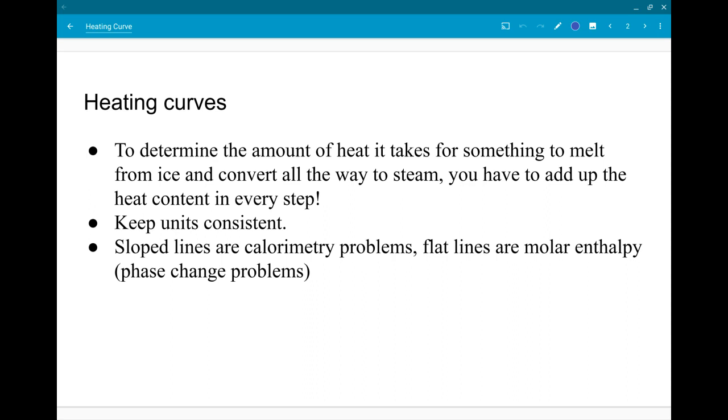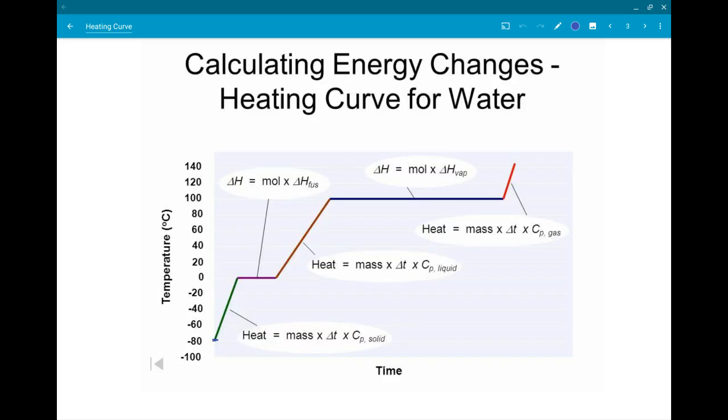We do have to keep units consistent. A lot of times calorimetry is going to be in joules and our delta H problems are in kilojoules, and we need to make sure they're in the same unit. Sloped lines are calorimetry problems and flat lines are molar enthalpy problems.